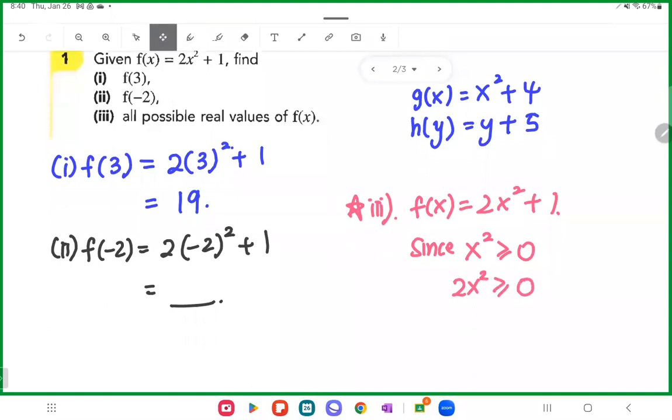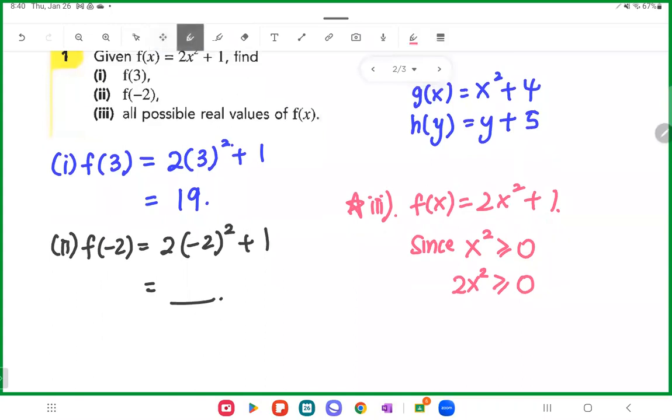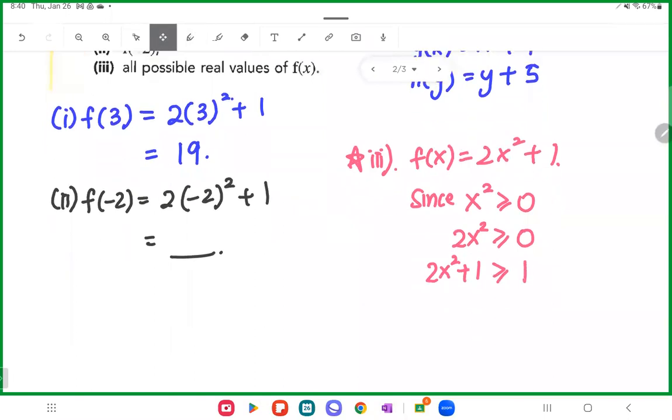Then what happens next? I need to do a plus 1. So when I plus 1 to the left hand side of the inequality, I also need to plus 1 to the right hand side. This means that my f(x) will be bigger than or equals to 1, because of your x squared more than or equals to 0. If this portion is not stated there, then you wouldn't be able to proceed for this particular question. Follow? Okay.